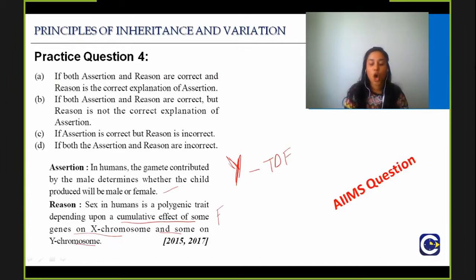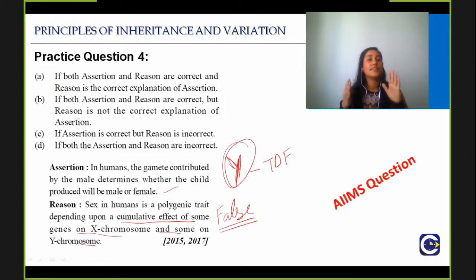This is false. Okay guys, this is false. It is not a cumulative effect. It is not a polygenic trait because only the Y chromosome, I told you, right? It is just the Y chromosome. Presence of Y chromosome in humans tells it's male, absence tells it's female. So this is false. You have to read, they're asking you about humans.